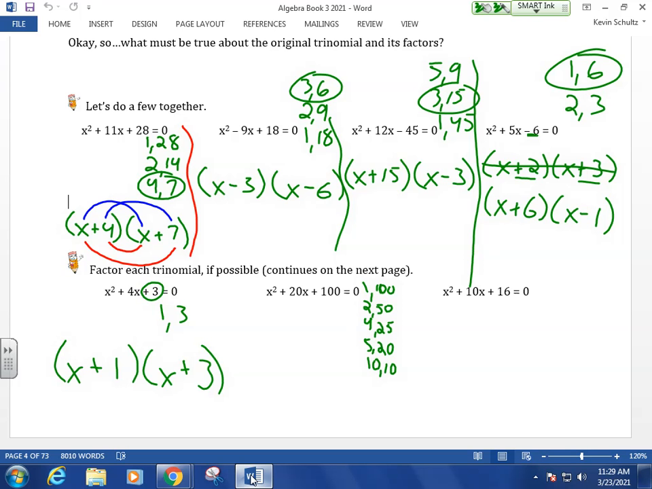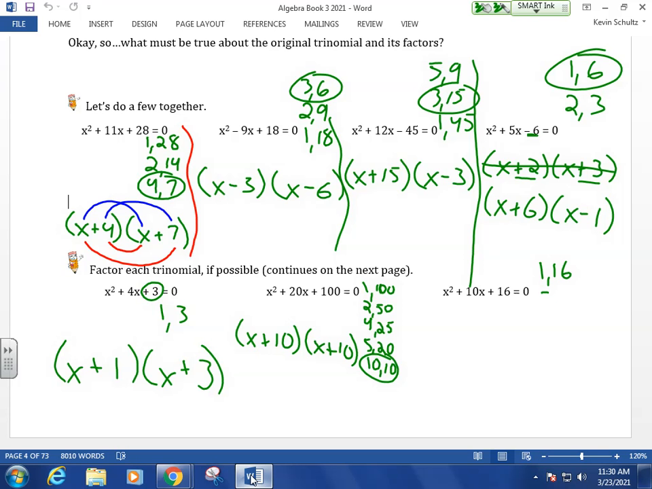But given what we have here, how can we make a 20 from one of those pairs? So maybe 10 and 10. How do we use 10 and 10 to make a 20? 10 plus 10. So x plus 10 times x plus 10. Okay? 10 times 10 is 100. 10 plus 10 is 20. The last one here, x squared plus 10x plus 16.